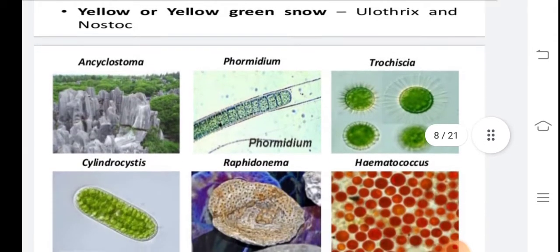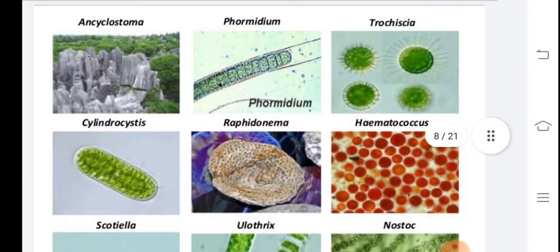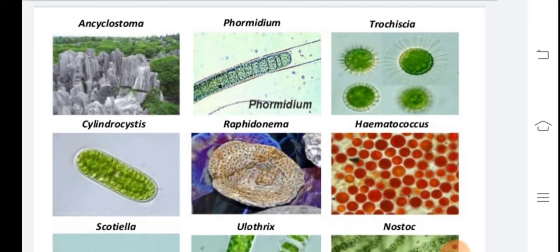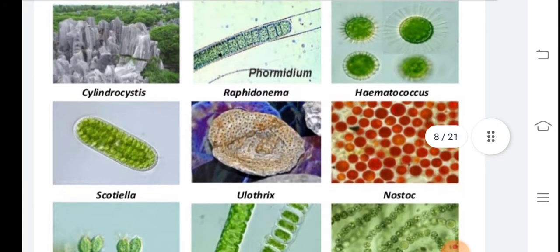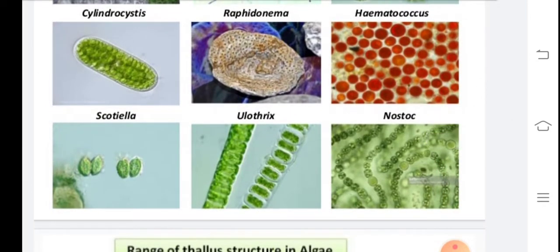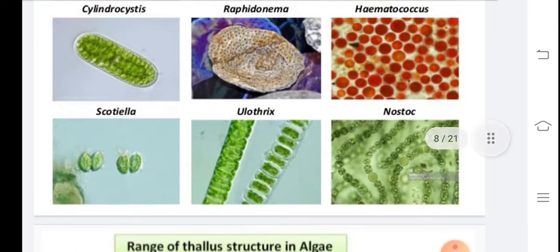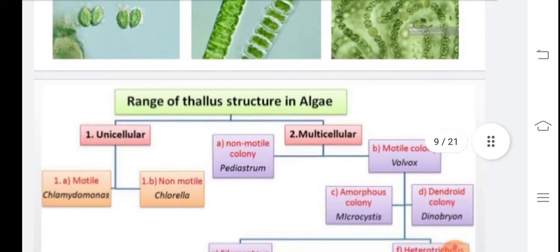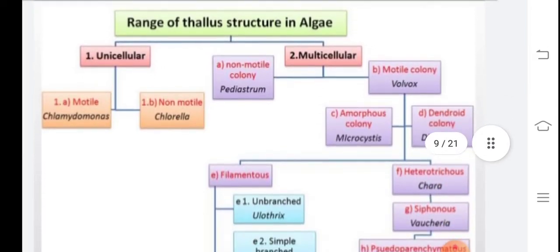Here you observe some photographs of this one. So Ancylonema, Hormidium, it is filamentous, it shows hormogonia. Then Trochiscia, then Scotiella, Xanthothrix, how it is showing this condition. Just you see from the lower side photograph, this Xanthothrix, filamentous. Then Nostoc we are knowing in the range of thallus. Scotiella is unicellular. So the range of thallus generally shows this character, unicellular and multicellular. In unicellular, motile and non-motile, that is based on flagella present or absent. We have seen the photograph on the above side.